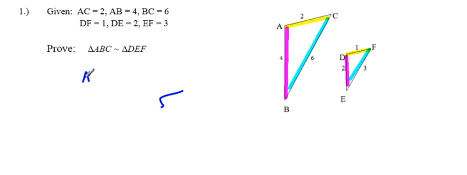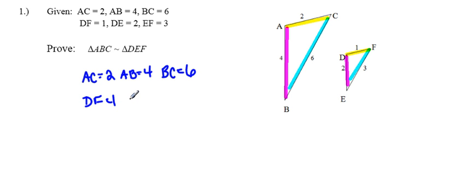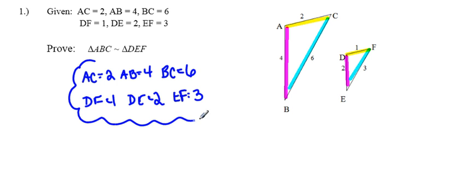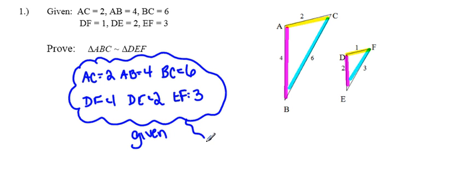We're going to start out by stating the givens. And then we're going to take those given sides and write them such that they're in proportion. I'm going to compare smallest to smallest, medium to medium, and longest to longest.